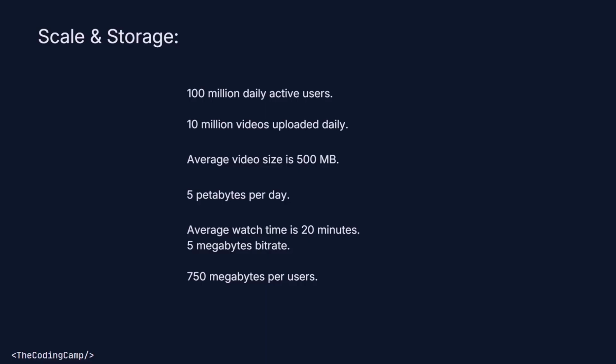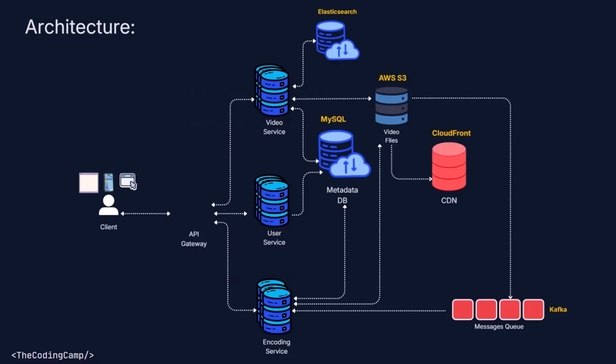Now, propose the architecture. Sure. I'll use an API gateway because it centralizes authentication, handles rate limiting, and routes traffic to services. The user service manages the user's profile. I separate it because user management evolves independently from video management.